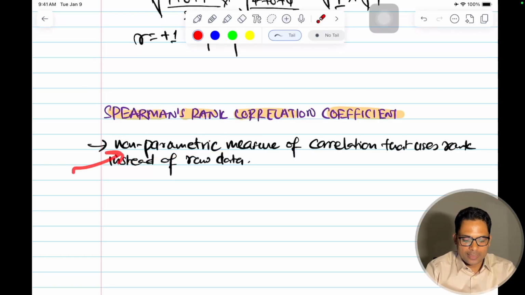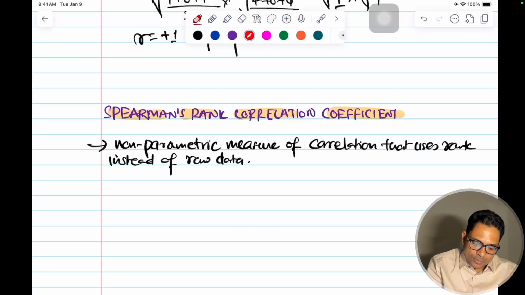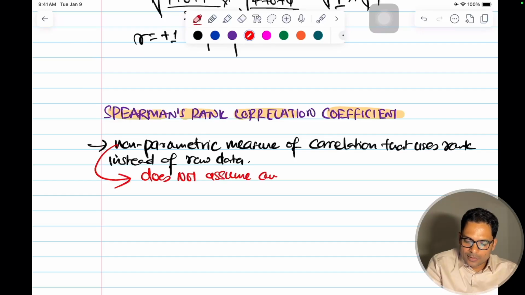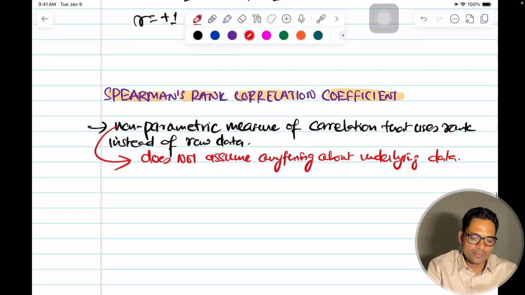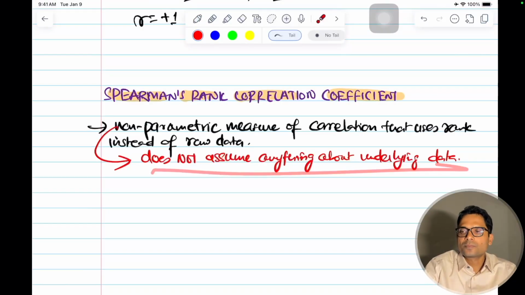I'll talk about this again and again so that it becomes very clear in your head when something is parametric or non-parametric. Non-parametric means it does not assume anything about the underlying data. Simple. Whenever I talk about this, that's what it means.